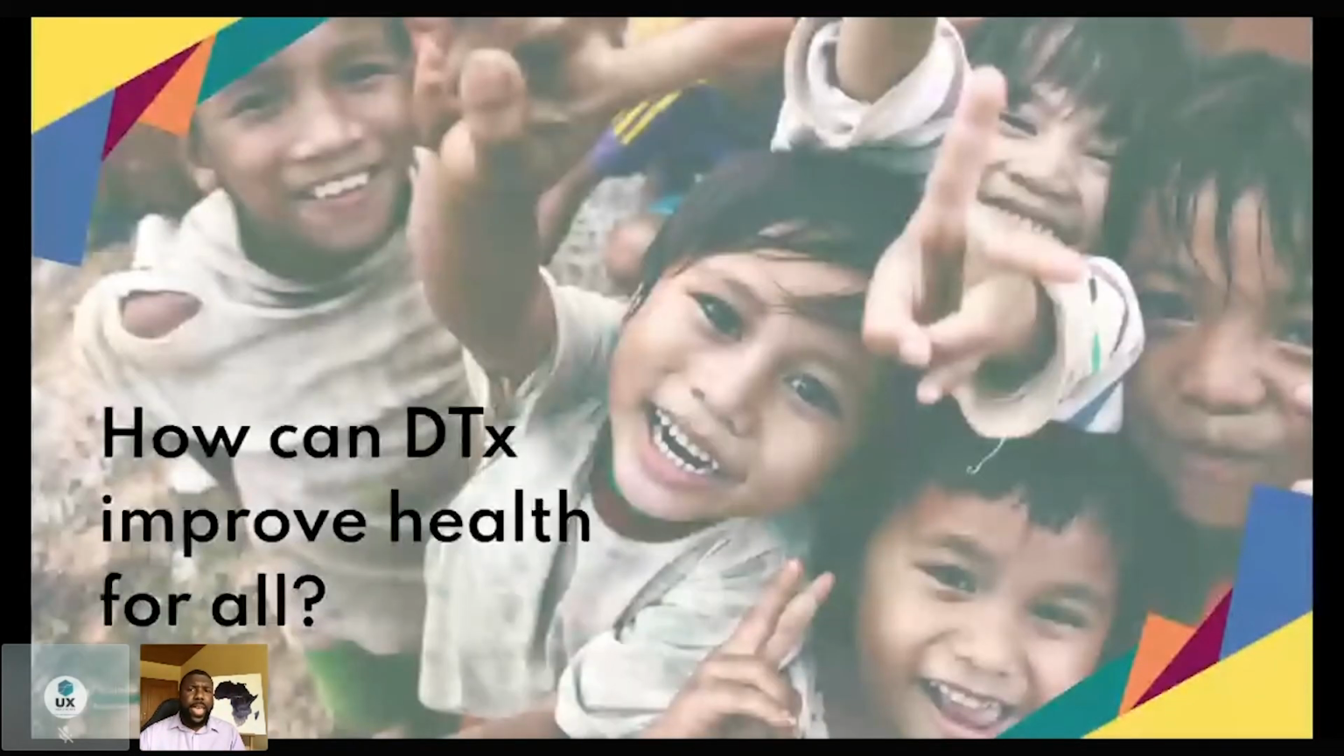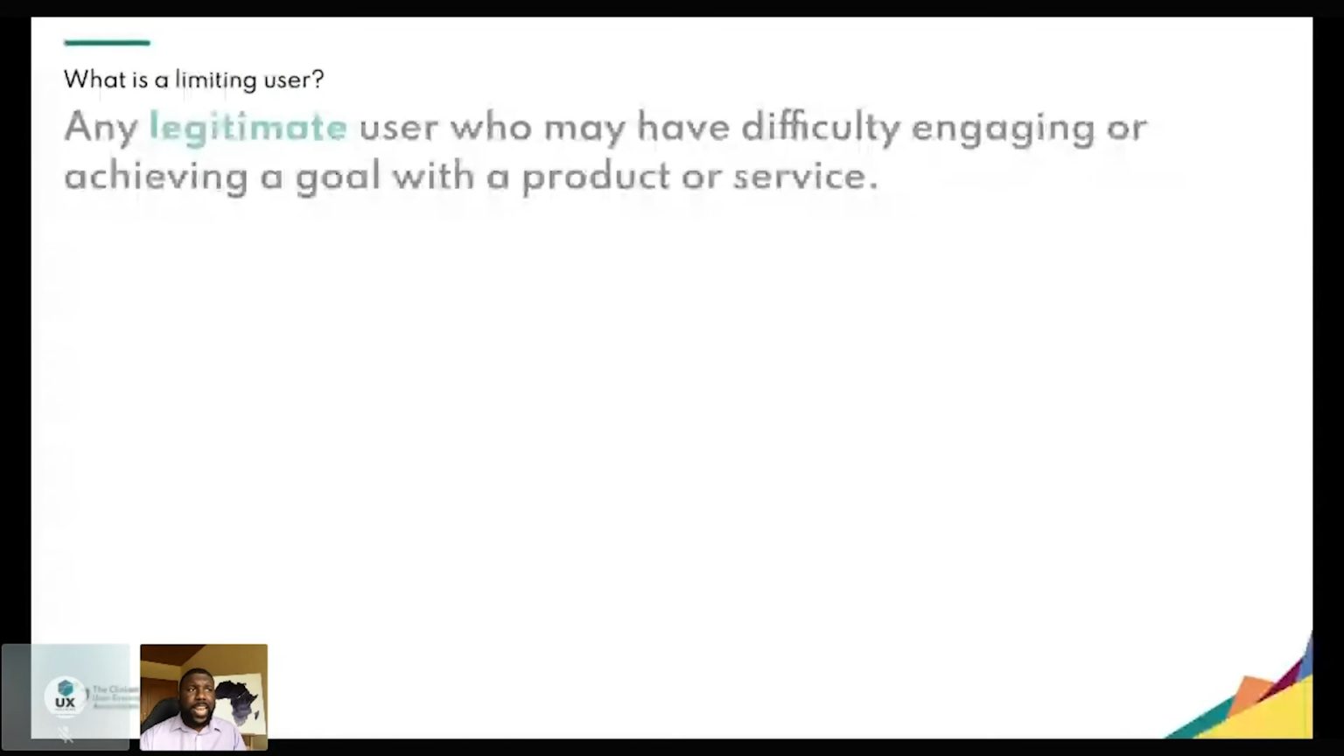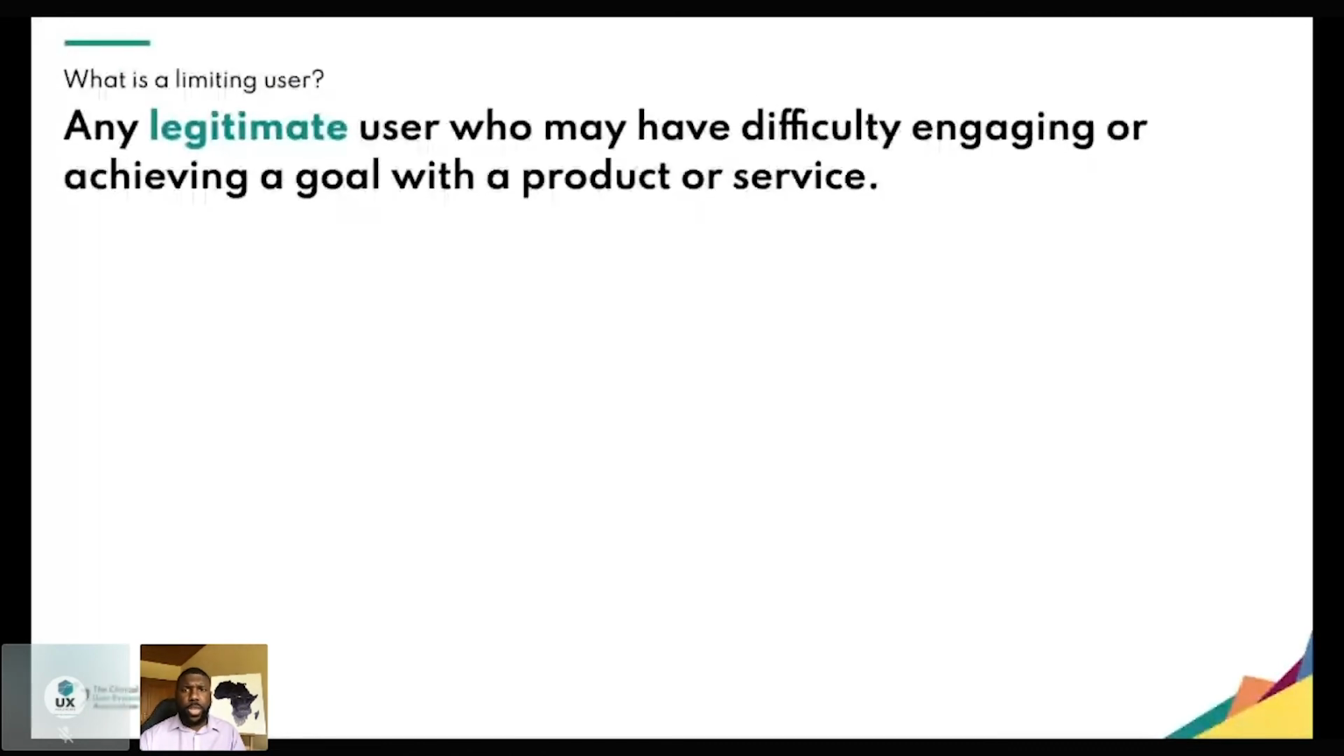So how can a digital therapeutic improve health for all? In short, you need to focus on those with the greatest need. And these are going to be vulnerable people. Now, a good way to try and understand vulnerable people as a UX designer is this concept of a limiting user. So we briefly touch upon this then. A limiting user is any legitimate user who may have difficulty engaging or achieving a goal with a product or service. So let's just explain this point through a worked example.